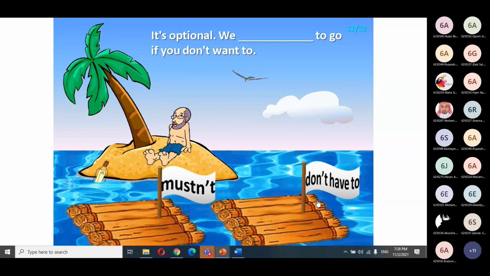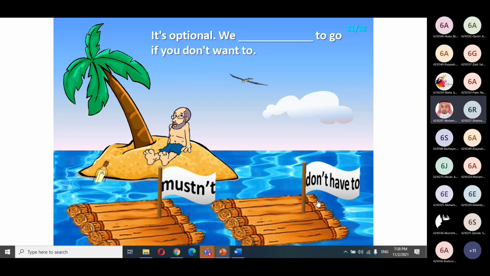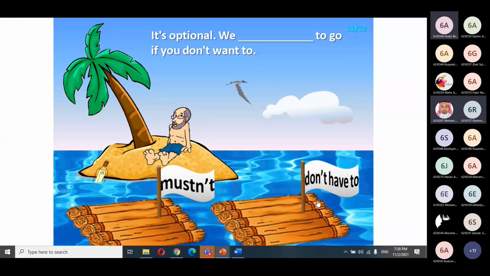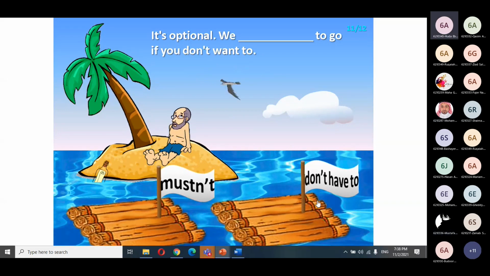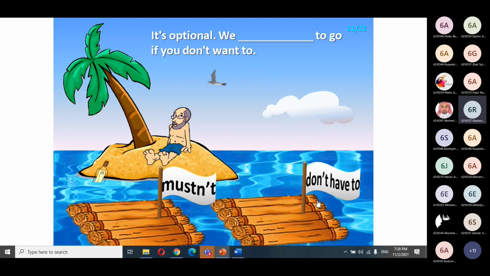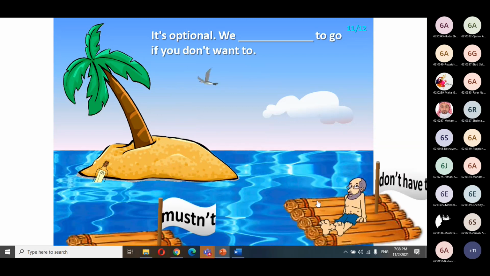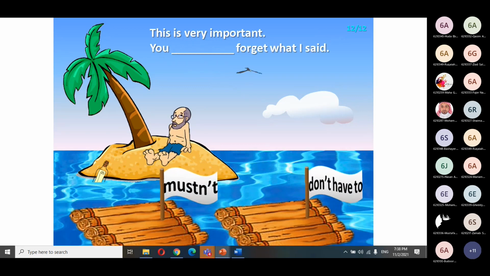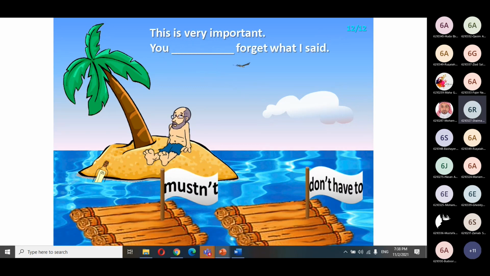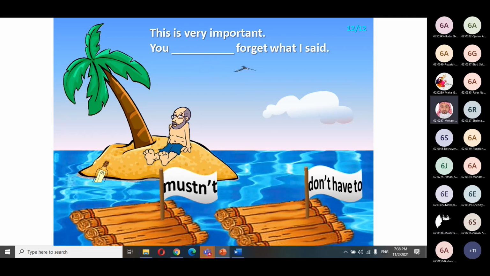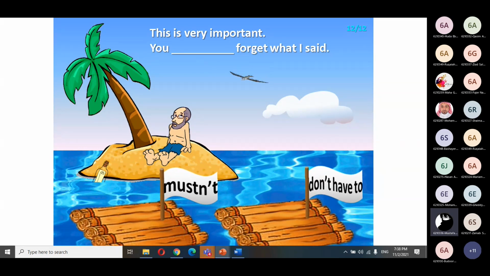It's optional. Don't have to. It's optional, if you don't want. Yes, don't have to. If we say it's optional, optional means you are free. This is very important. You forget what I said. You mustn't. Mustn't. Yes.